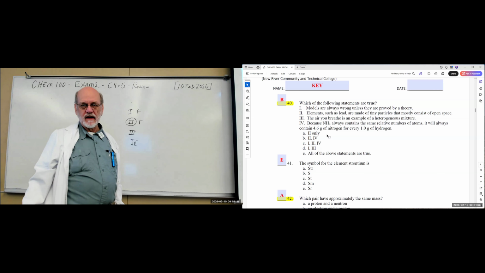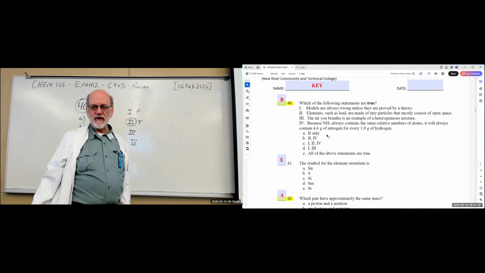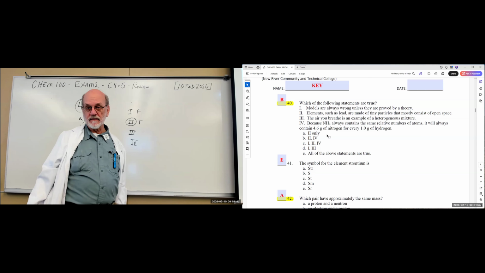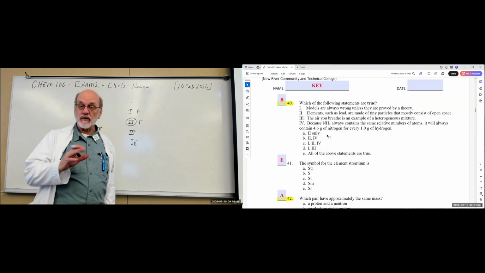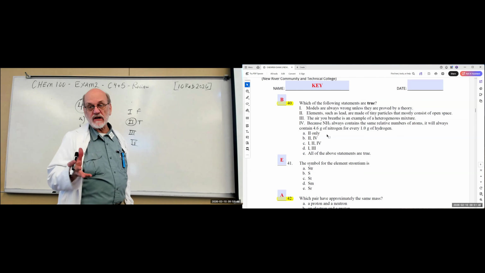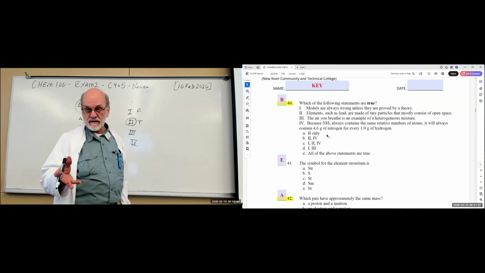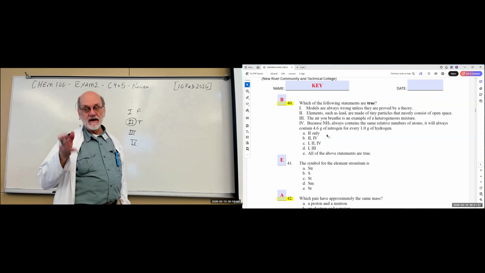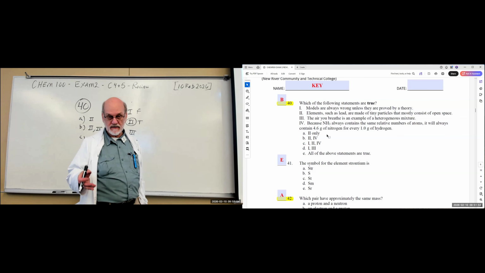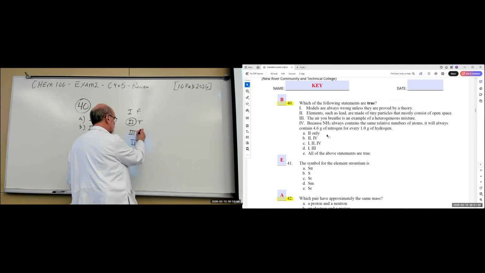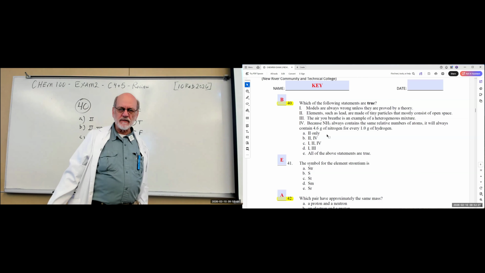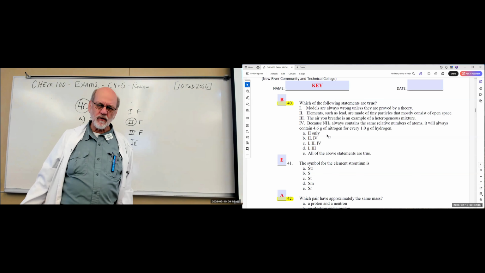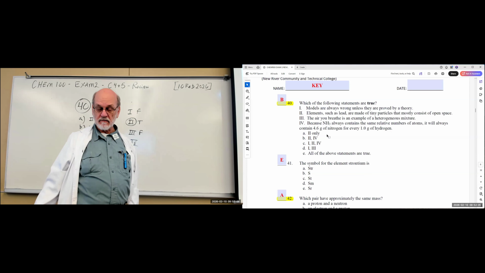How about 3? The air you breathe is an example of a heterogeneous mixture. This is the type of statement I like to work backwards. Is air a mixture? Yes. Is it heterogeneous? No, it's homogeneous. So this one's false. And 4, because ammonia always contains the same relative number of atoms, right?